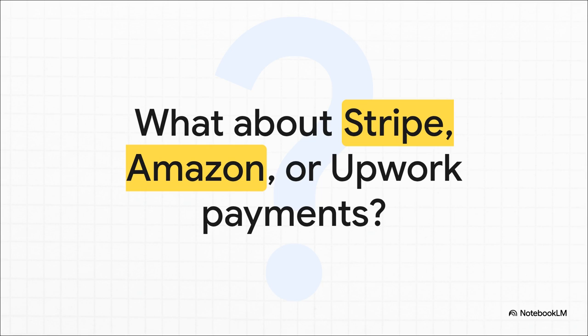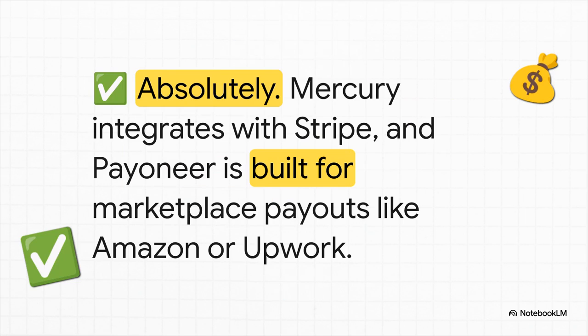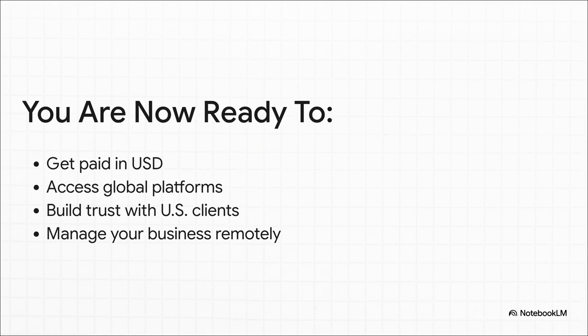Okay, next question. Will these accounts actually work with the platforms you need to get paid from? You know, the big ones, Stripe, Amazon, Upwork. Yes, absolutely. In fact, they were built for this. Mercury and Stripe work together perfectly. It's probably the most common setup for online businesses. And like we said, Payoneer is literally designed from the ground up to pull in payments from all those big global marketplaces.